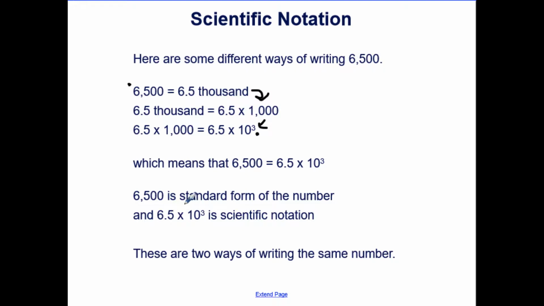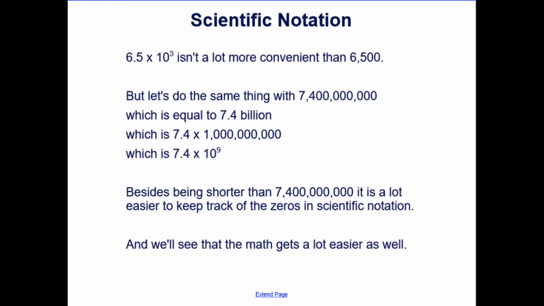6,500 is standard form of a number, and 6.5 times 10 to the third would be scientific notation. These are two different ways of writing the same number. 6.5 times 10 to the third isn't a lot more convenient than 6,500. You're still writing the same amount of numbers here, it just looks a little different.